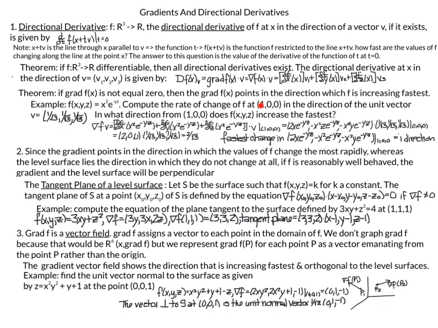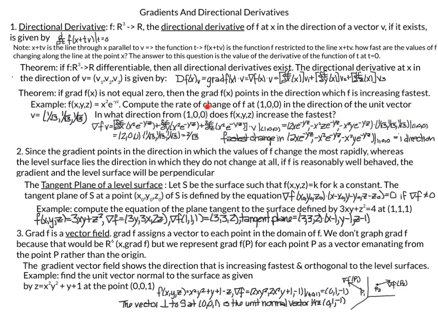So that's the rate of change at this point, 1, 0, 0, in the direction of the unit vector. So if we're standing on a hill and we're at this coordinate, and we travel in this direction, this is how fast we will be ascending.